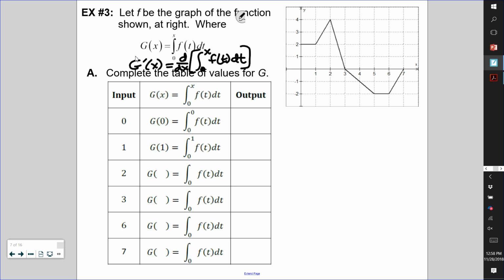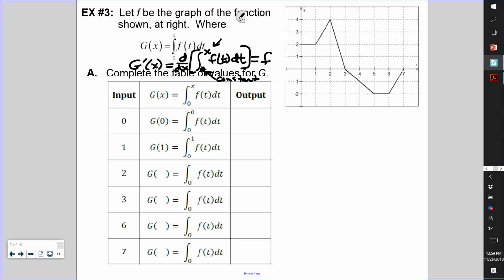But it's not always. But it is as long as this integral goes from a constant to x. Okay, it can go from any constant. It can be 15 to x. It doesn't matter, any constant. And the top has to be plain x. Otherwise, you have to use the chain rule. So then it would be the function inside times the derivative of that thing that wasn't plain x. Okay, we'll get into more of that later.